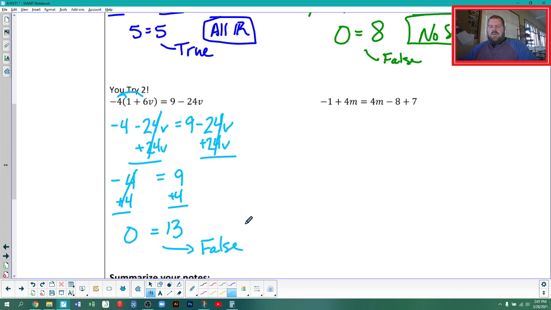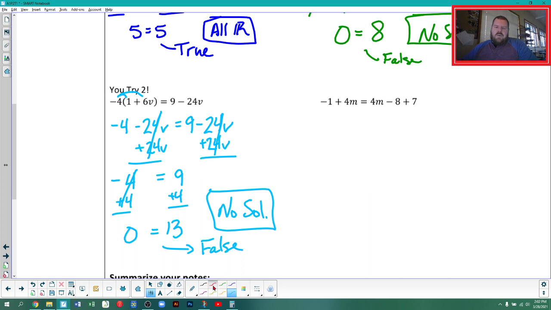It's not true. 0 doesn't equal 13. Negative 4 doesn't equal 9. Nothing I can do there. That's going to be no solution. I'll be okay with no SOL. No SOL. Okay.